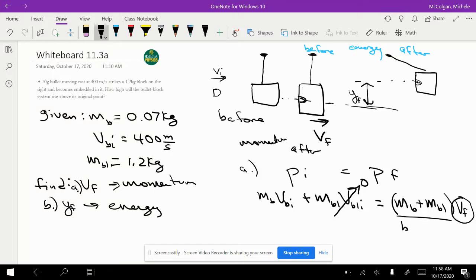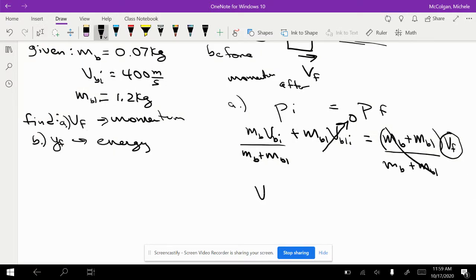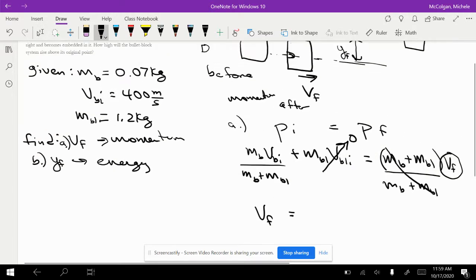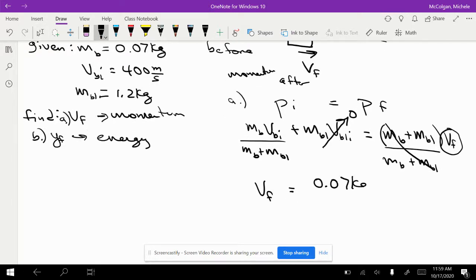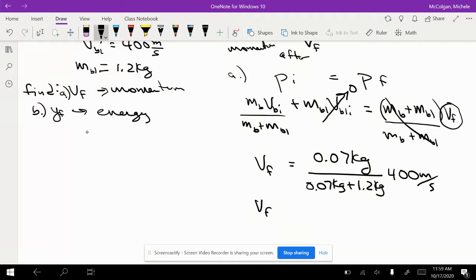So I'm going to divide both sides by mass of the bullet plus mass of the block. Cancel that out, and I get V final is equal to, I'm going to start plugging in: my mass of the bullet is 0.07 kilograms divided by 0.07 kilograms plus 1.2 kilograms, times 400 meters per second. So for my V final, I get 22 meters per second. Okay, so that's my part A.